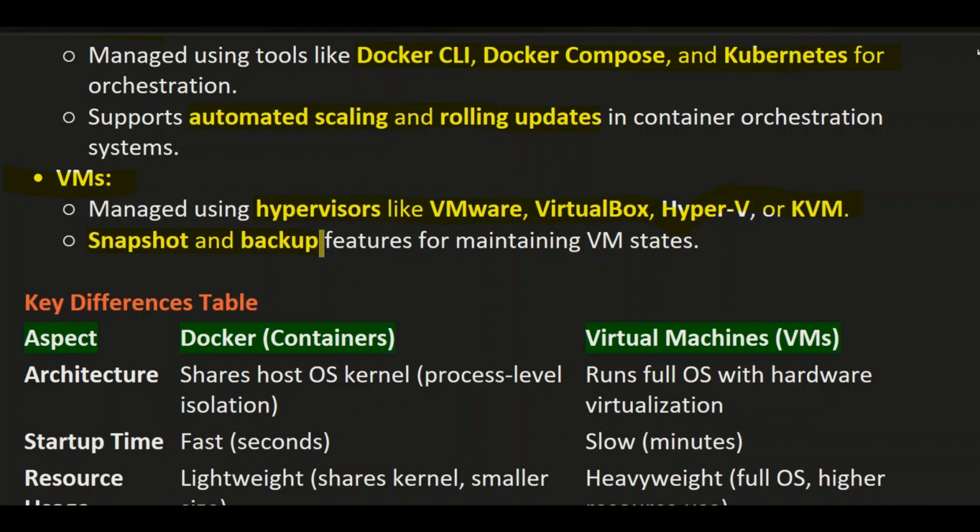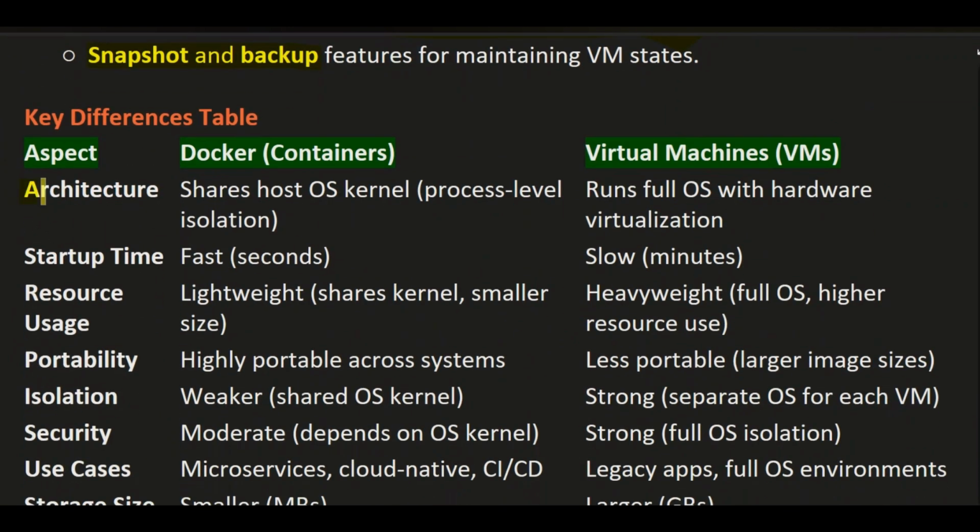Key differences table. Aspect: Docker containers versus virtual machines. Architecture: shares host OS kernel with process-level isolation, versus runs full OS with hardware virtualization. Startup time: fast, seconds, versus slow, minutes. Resource usage: lightweight, shares kernel, smaller size, versus heavyweight, full OS, higher resource use.